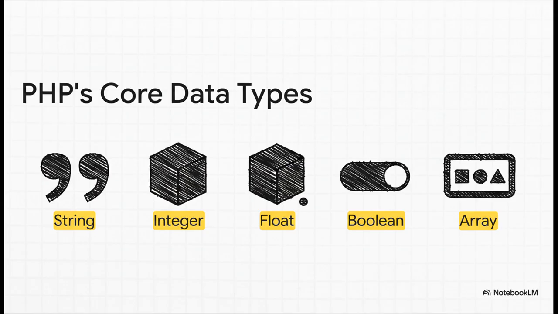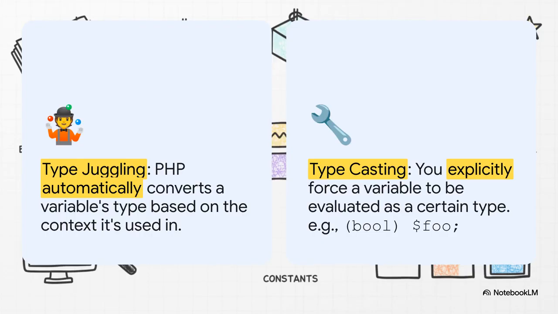Now, this is where PHP gets really interesting and powerful. It's what we call a dynamically typed language. On one hand, you have type juggling. This means PHP will often automatically convert a variable's type for you depending on what you're doing.